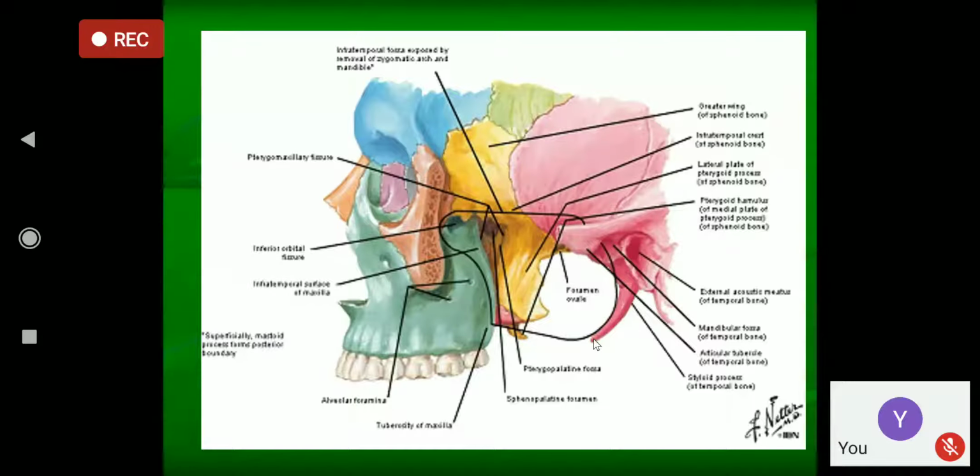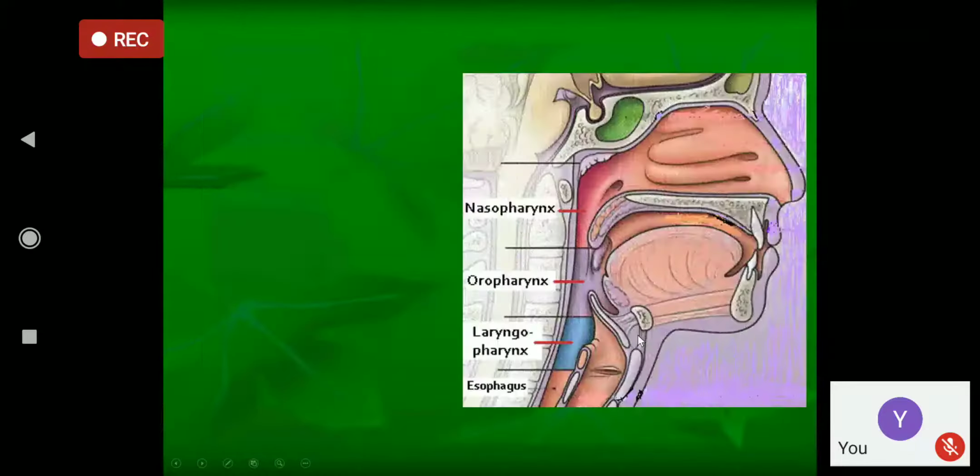So the muscles which are attached to the tip of the styloid process are the stylopharyngeus, styloglossus, and the stylohyoid. The ligaments are the stylohyoid and the stylomandibular. So altogether we have five structures that form the styloid apparatus. Just lateral to that we have the carotid sheath. Those are the lateral relations.